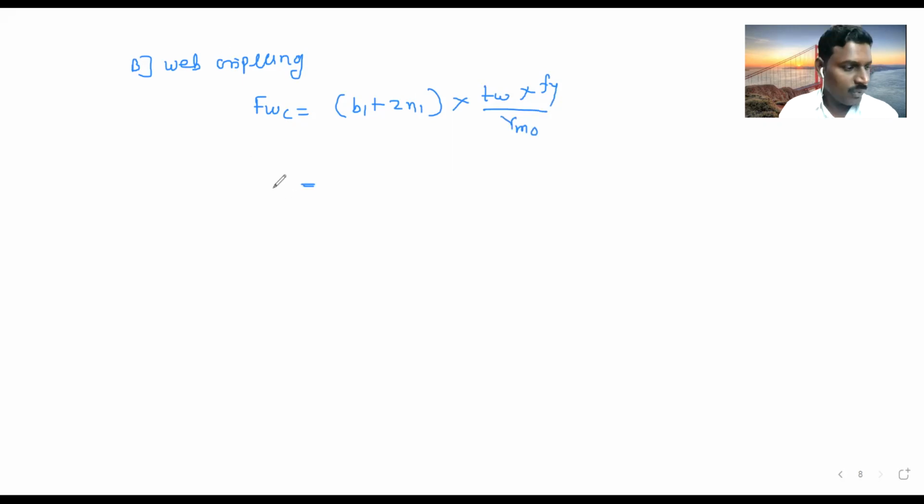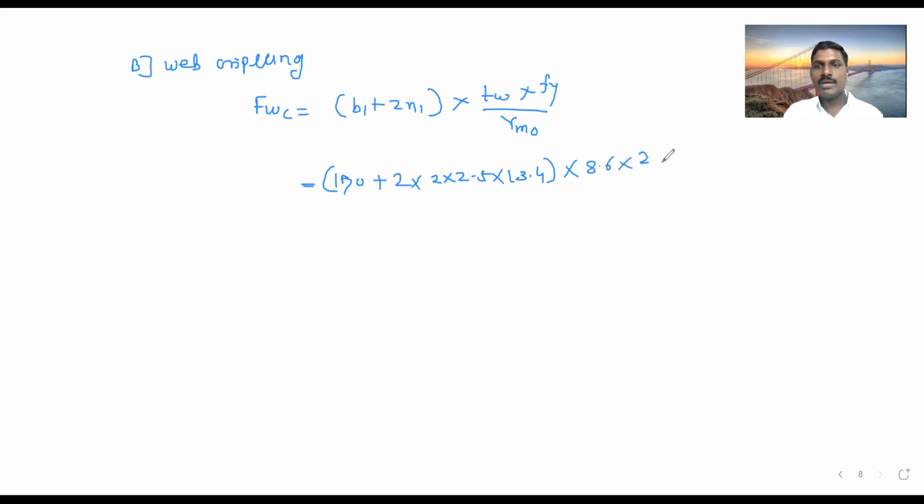Okay. So what is B1? Width of flange. So how much? It is 170, correct? Width of flange. 2 into N1. How to calculate N1 here? 2 into 2.5 into TF. How much TF? Thickness of flange, 13.4. 13.4 into TW. How much TW? 8.6. 8.6 into Fy is 250 divided by gamma m. So how much is this value?